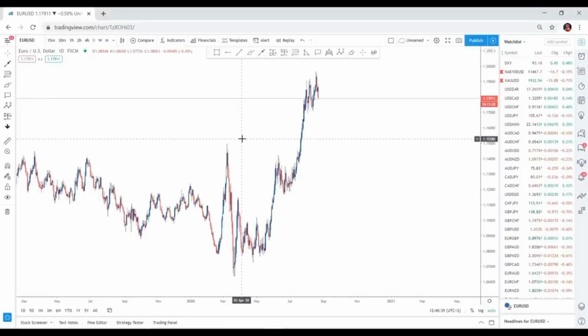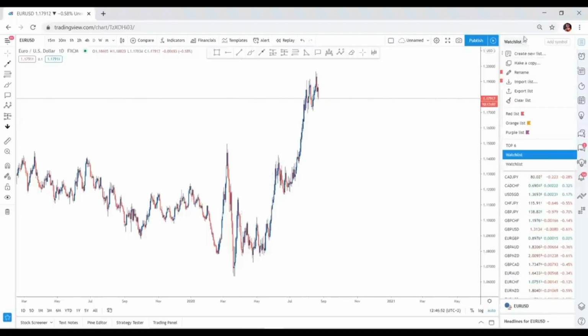So first things first, before we can actually start analyzing the market, is setting our stuff. Setting our stuff is actually adding symbols of what you're looking for. So what do you do? You come here on watch list, right? As you come here on watch list, you're gonna click on create new list, right?